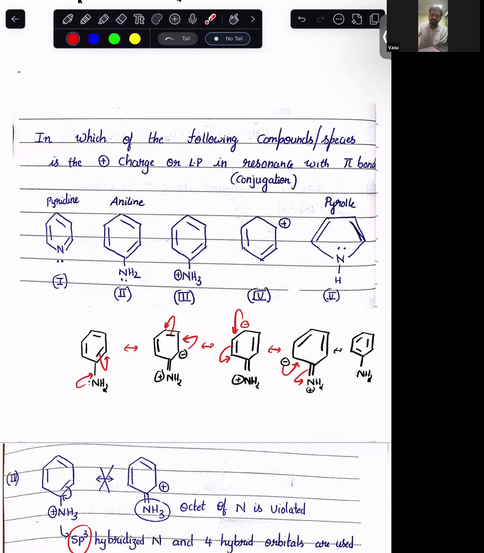Draw all resonating structures of this and tell me the number of resonating structures which you are forming. Yes, you can make 2 charges. Fine. Don't make too many charges. You should be forming at least 2 charges. Tell me the total resonating structures you have formed. You do solve.